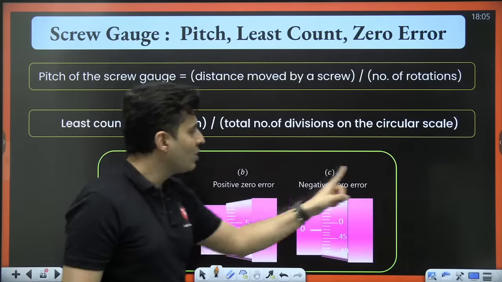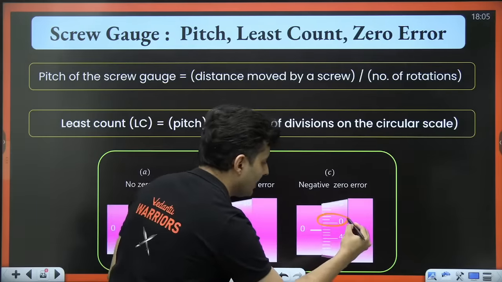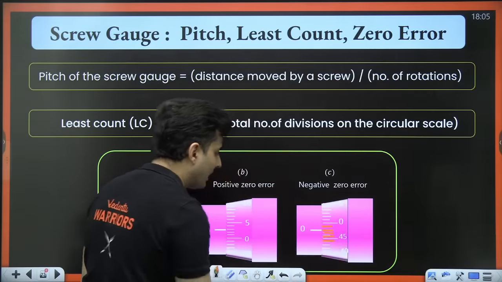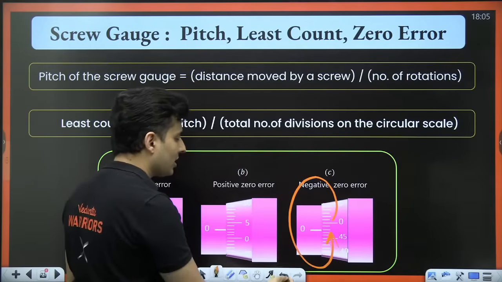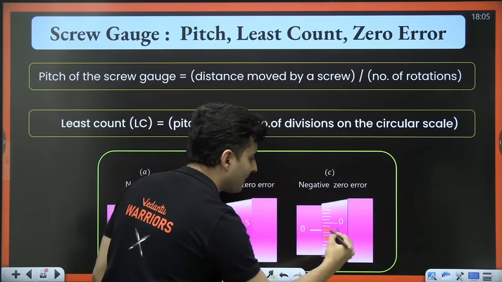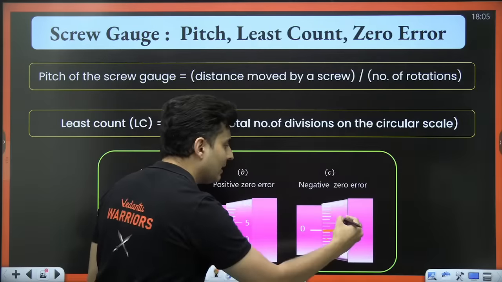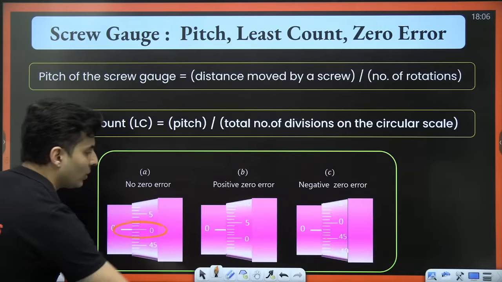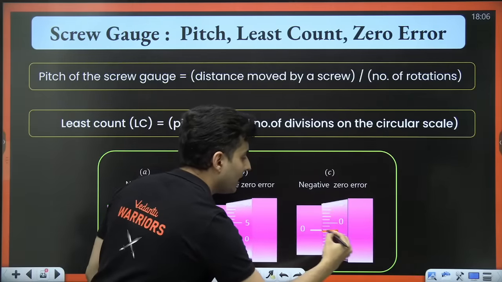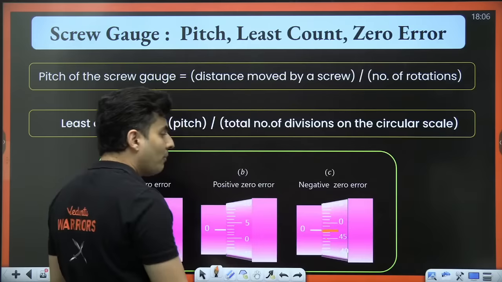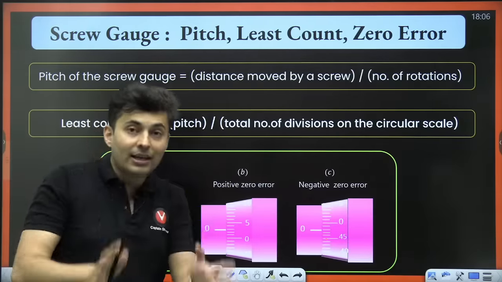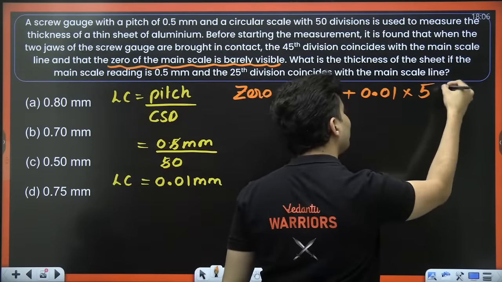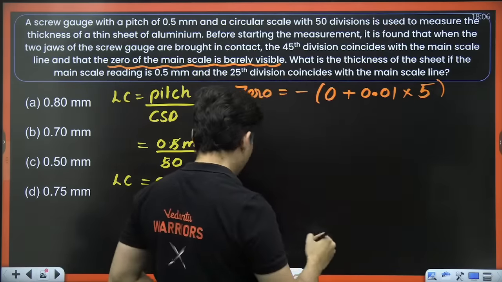Look over here carefully. When you have negative zero error, you can see this is zero and if you go behind, those are negative values, or from the previous rotation. So when this 45 comes over here, basically from zero, you are behind by 5 units. Ideally, the zero should have coincided, but because the zero has gone ahead, you are getting a negative value over here. That means you are behind by 5 units if there were 50 divisions. So technically, it is not the 45th division. This 45th division will become the 5th division. Understand that. Let me mention this very clearly over here.